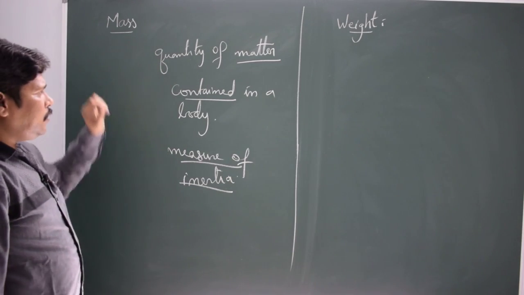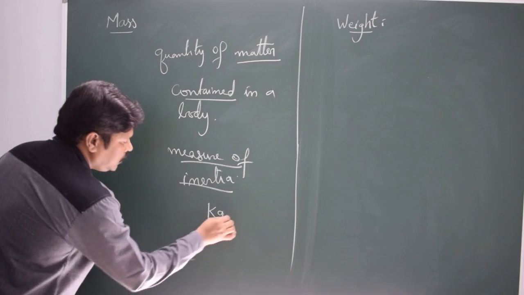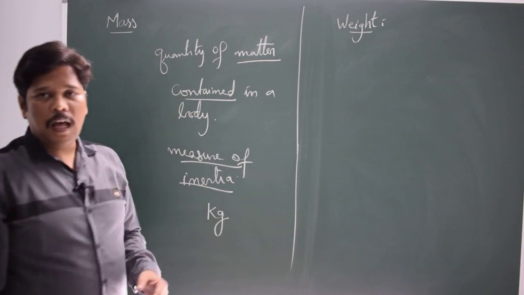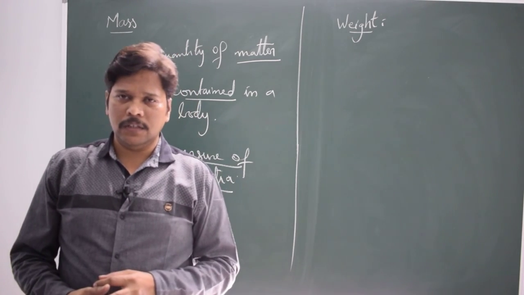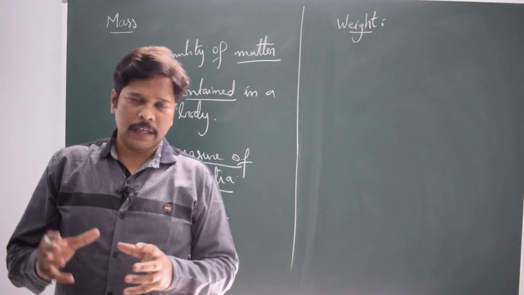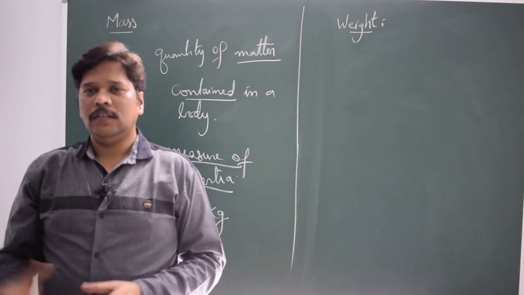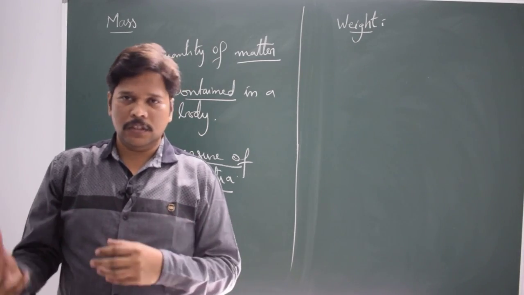What will be the SI unit of mass? You have learned before, it is kilogram. Kg is the SI unit of mass. So mass is a scalar quantity. Mass is always fixed, it is never going to change. So wherever you take that particular object anywhere on the earth or outside, the quantity of matter present in it does not change.